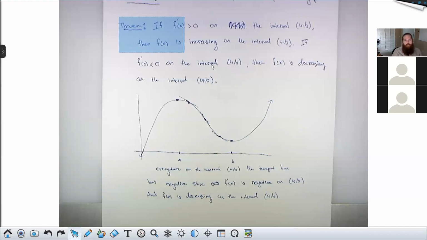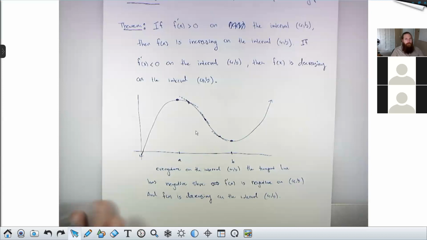And that's not a coincidence. That's what this theorem is saying. It says if f prime is negative, i.e., if the slope of the tangent line is negative, then the original function is decreasing. And you can imagine how this would go if I flipped the picture over. If f was increasing, then the tangent lines would all have positive slope. And it goes both ways.